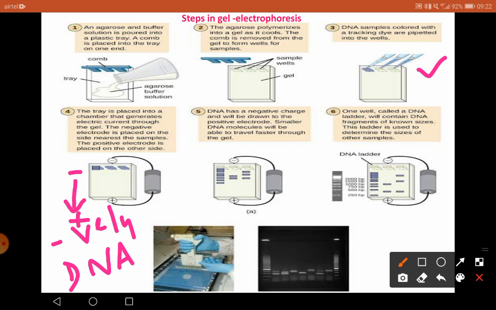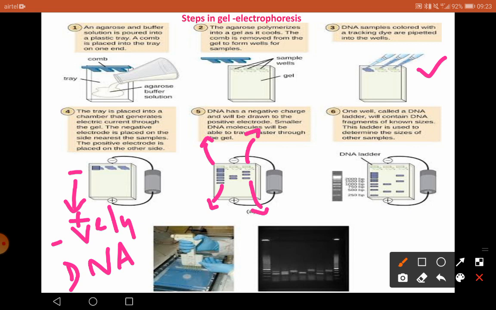DNA has a negative charge and will be drawn to the positive electrode. Smaller DNA molecules will be able to move faster through the gel. The migration of the DNA fragments depends upon size, charge and mass. The DNA fragments that are very small run very fast. Larger fragments move slowly, and smaller fragments move faster because they have less mass, so they can easily pass through the gel.